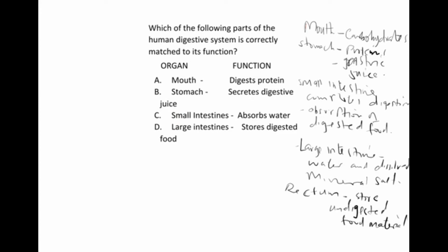D, we have large intestine stores undigested food. The part that stores undigested food is the rectum. The rectum stores undigested food material for a while before it is removed through the anus. So in that case, our answer will be B. Why? Because in the stomach there is production of gastric juice, which is a digestive juice that digests proteins.